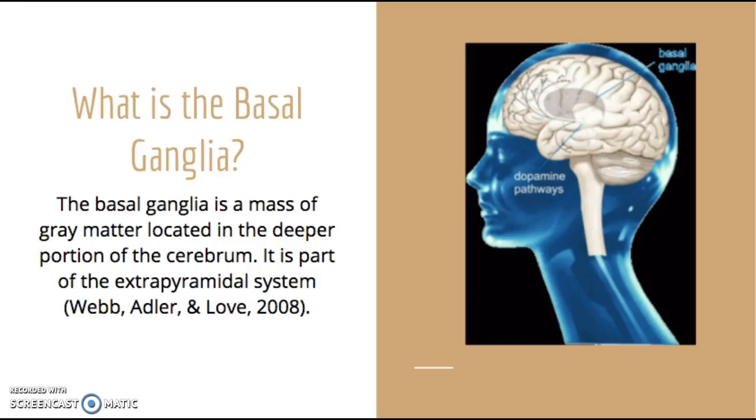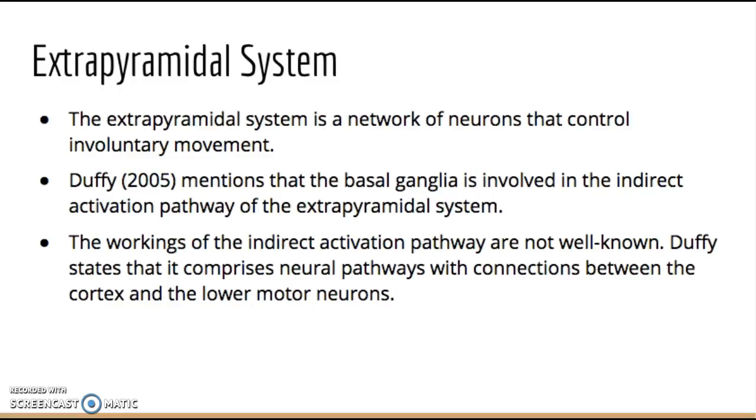So what exactly is the basal ganglia? The basal ganglia is a mass of gray matter located in the deeper portion of the cerebrum. It is part of the extrapyramidal system. Throughout this class, we've talked a lot about the extrapyramidal system, but I wanted to review it one more time. The extrapyramidal system is a network of neurons that control involuntary movement.